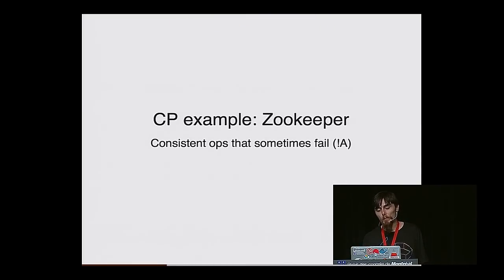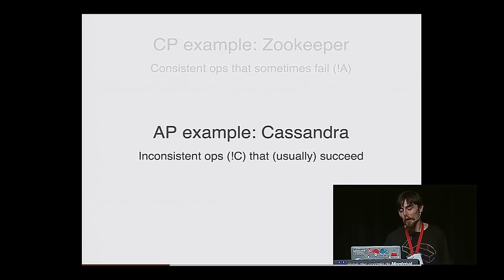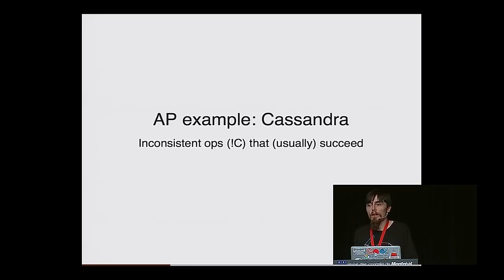So an example of a CP system would be Zookeeper, so that because it's CP, you get consistent ops, you get things that look like you're doing it locally, except sometimes they have to fail, because if you pick CP, you're necessarily picking not A. You're not picking availability. The opposite is, for example, Cassandra. You get inconsistent ops. Sometimes stuff doesn't really work as you would expect it locally, but they have a much, much higher chance of succeeding.